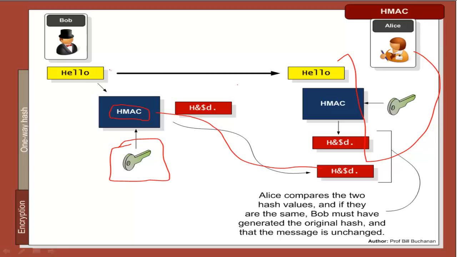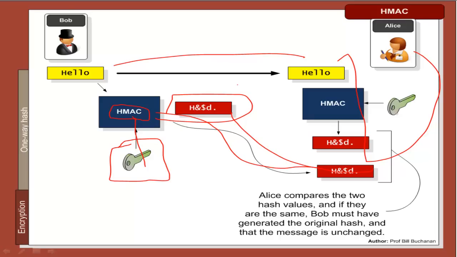So in this case, there's a message that was sent. Bob takes the message, encrypts it with his key, so we get a hash signature. So hello is received and the hash signature is also sent. Then Alice applies the key and is able to get the same signature that she compares. Her HMAC with her key and also with the message that was received. If the two hash messages match, then she knows that the message hasn't been changed.